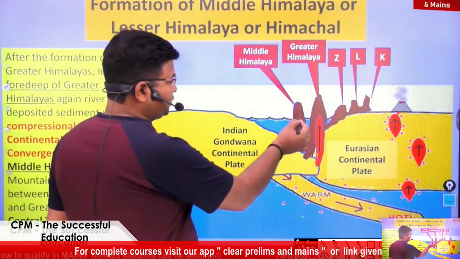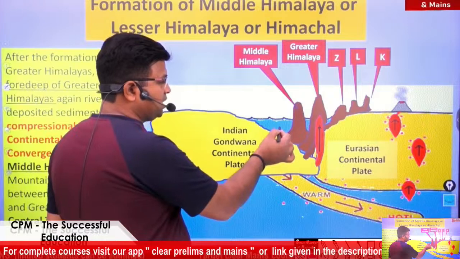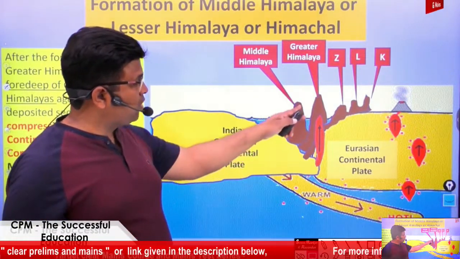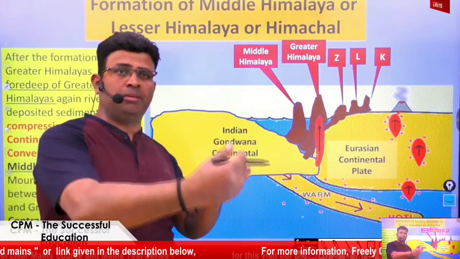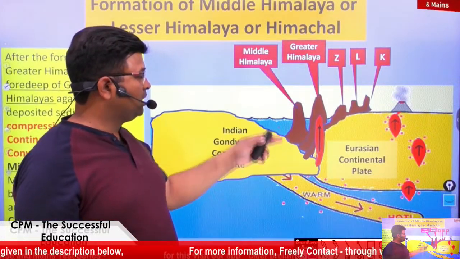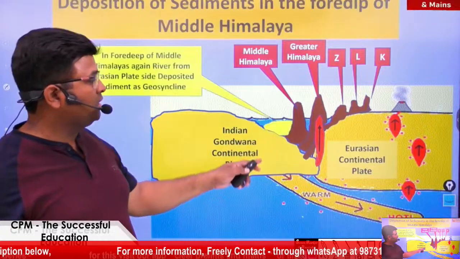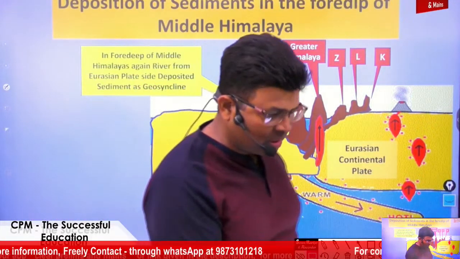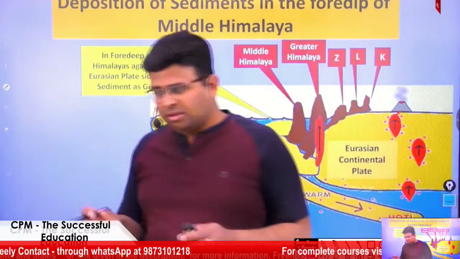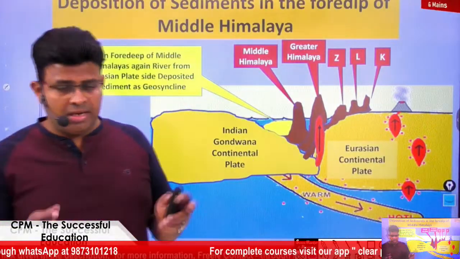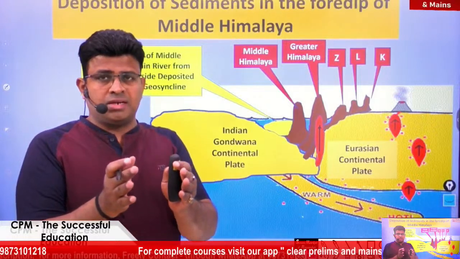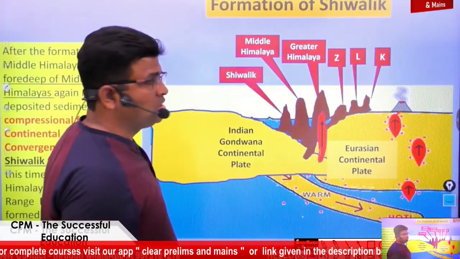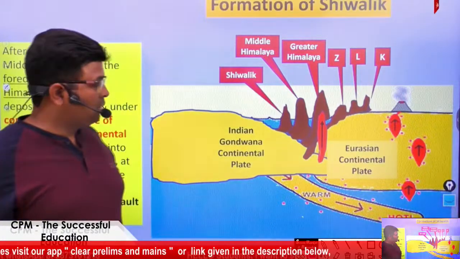And after the formation of the Middle Himalayas, again a small foredeep has been created. And in this foredeep of Middle Himalayas, means in front of the Middle Himalayas, in the deeper part, the river again deposited sediments. So the river deposited sediments. And you must start understanding what is going to happen. These deposited sediments or geosyncline, under continental convergence compressional force, have been buckled into the Shivalik range. It buckled into which one?